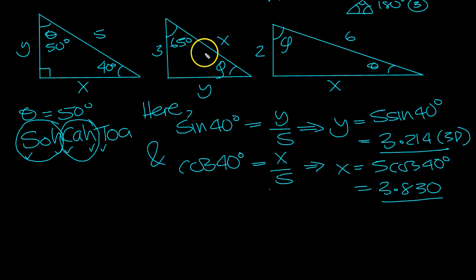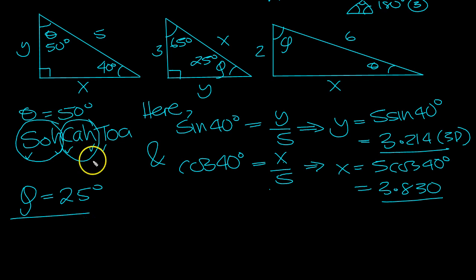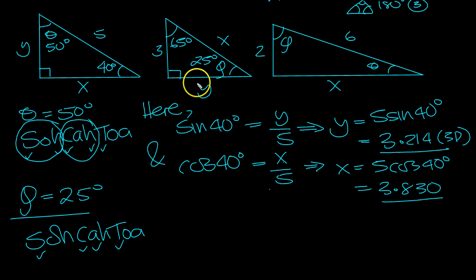Now the second one. This angle is 90, isn't it? So this is 65, so this must be 25, mustn't it? So phi equals 25 degrees. Now we can use SOHCAHTOA again, can't we? Now we know the angle. Let's look at the 65 because that was already given. We've got the adjacent, we've got the sine, cos, and tan, and we haven't got anything else.